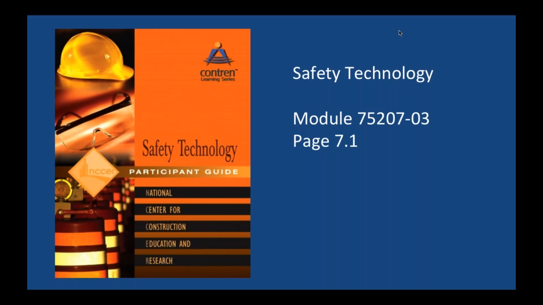We are going to start off on module 2. Now we're going to be at module 75207, which is page 7.1. Okay, 7.1. We're going to talk a little bit about emergency action plans.